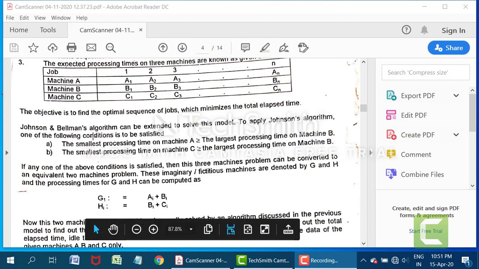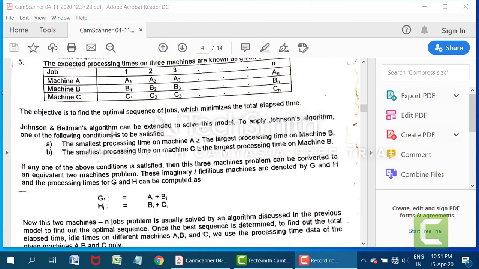Here, Johnson's-Bellman algorithm, which we discussed earlier, was applied to the n jobs two machines problem. The same algorithm can now be extended to solve this model also. To apply Johnson's algorithm, one of the following conditions is to be satisfied. There are two conditions you must check. The first is the smallest processing time on machine A. The operation times for all jobs on machine A form the first list, so identify the smallest processing time in this list.